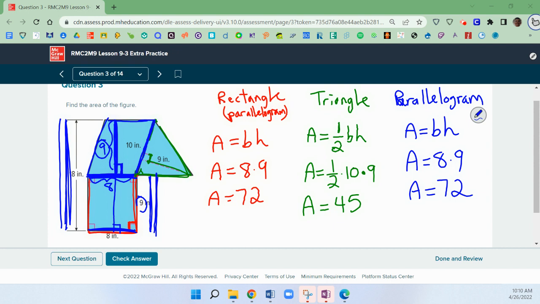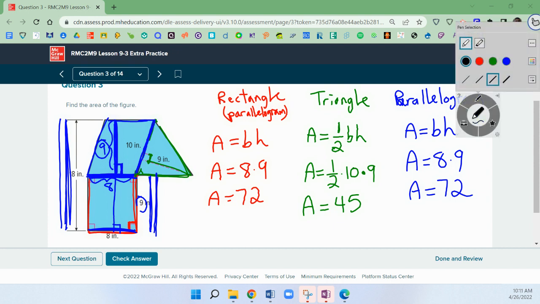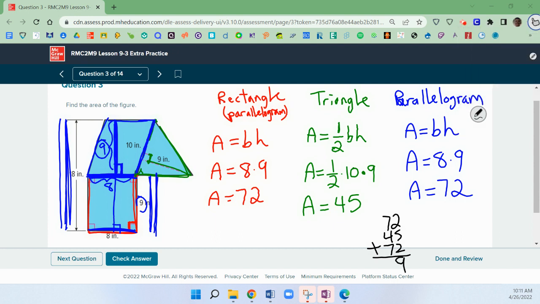But once we do get that, the final answer, we're going to add those areas up. 72 plus 45 plus 72. We're going to add those up. We get 189. And we have to put the appropriate units, which you can do abbreviated square inches like that, or you can write out square inches. But regardless, we have 189 as the final answer. Great job.